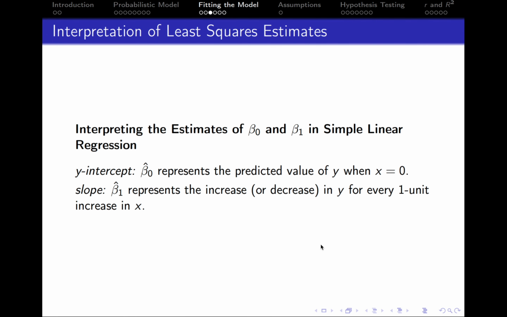And beta 1, which we know is the slope, represents the increase or decrease in y given a 1 unit increase in x. So in other words, when x increases by 1 unit, y, the dependent variable, will either increase if beta 1 is positive or decrease if beta 1 is negative by the value of beta 1.